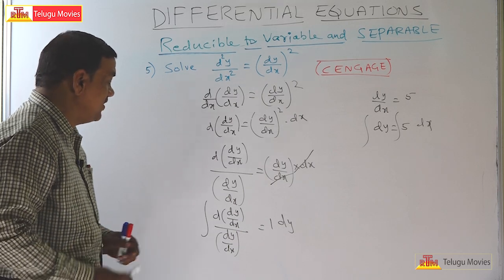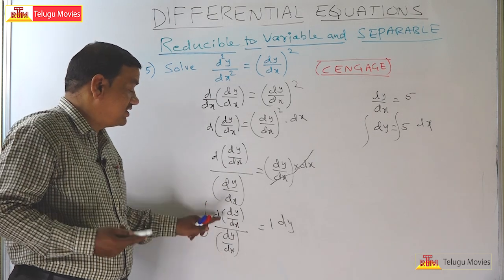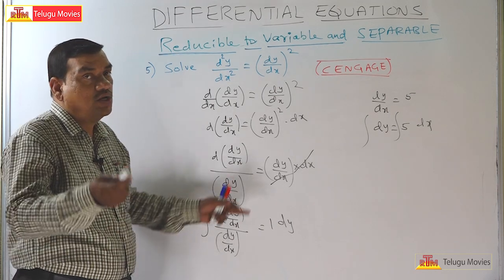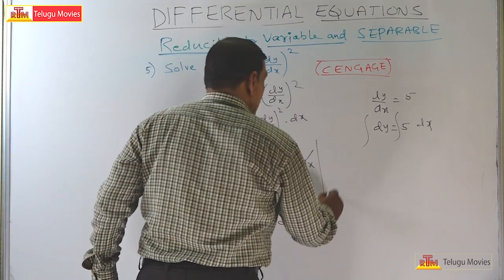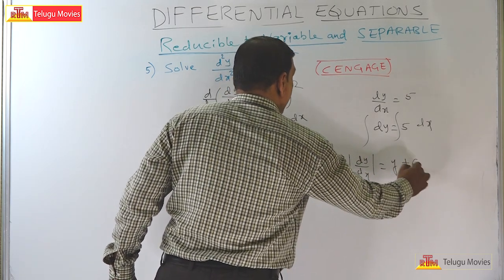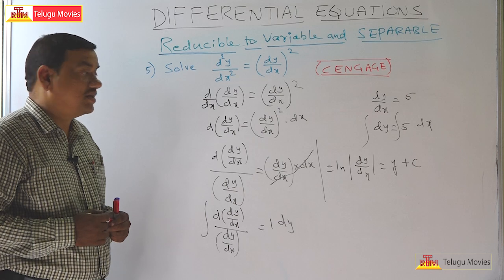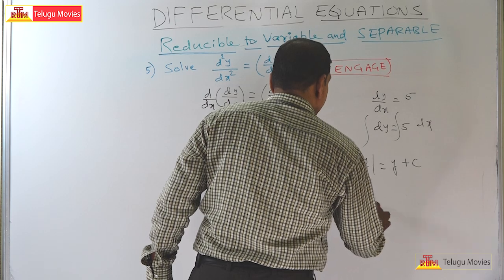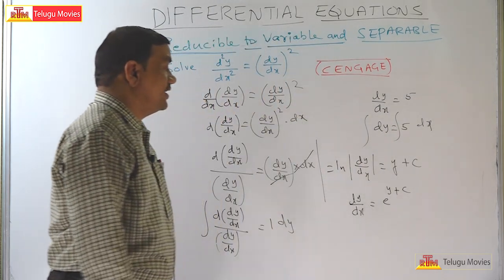See here very nicely, in the numerator the derivative of dy/dx is there, that is d of dy/dx. So by a well known formula, the answer for this is ln of modulus of dy/dx is equal to y plus c. That will be your final answer. Otherwise, if you want to reduce that, dy/dx is equal to e to the power y plus c.